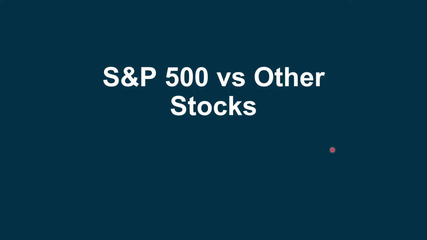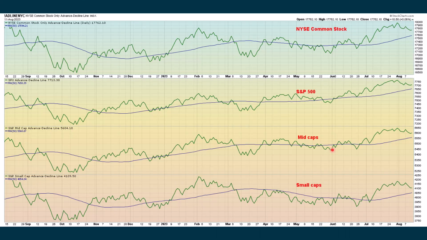We look at the S&P against some other stocks. First, we look at an advanced decline line study where we're looking positive across the board with the NYSE, the S&P 500, the mid caps, and the small caps. We have seen some recent weakness here, but we're above all of the moving averages.